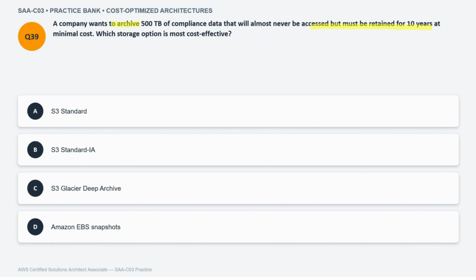Whenever we are archiving 500 TB of data, we can go directly with S3, because S3 Glacier Deep Archive offers the lowest storage cost in S3 and is designed for data retained for years and accessed rarely, at the cost of longer retrieval time. So we can go with option C, S3 Glacier Deep Archive, whenever we are asked about archiving data for a long period of time with minimal cost.